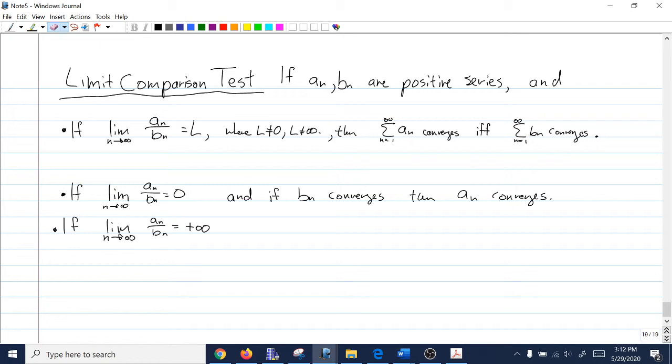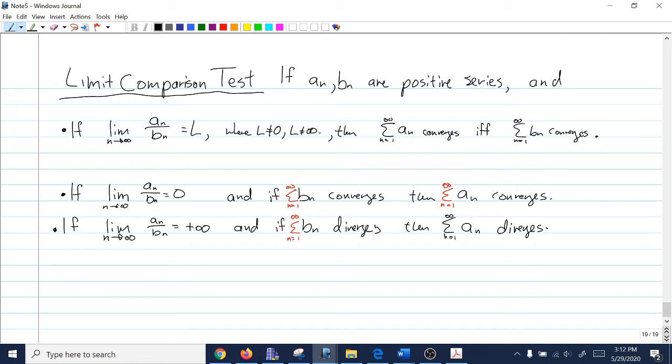Oh, yeah. I just did the and. If the limit is infinity, and if bn diverges. If the limit is infinity, then the top is bigger than the bottom. So if I know the sum of the bottom, I forgot the sigmas. If the sum of bn diverges, then the sum of an diverges, is the point.